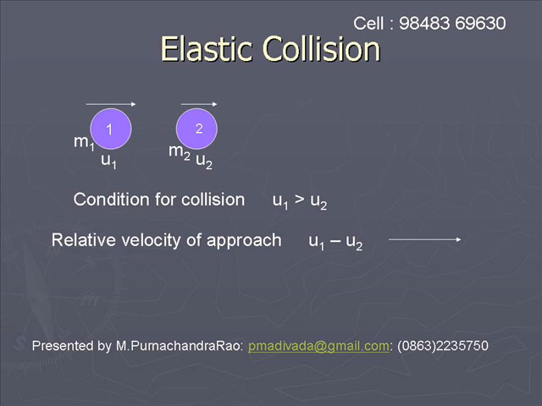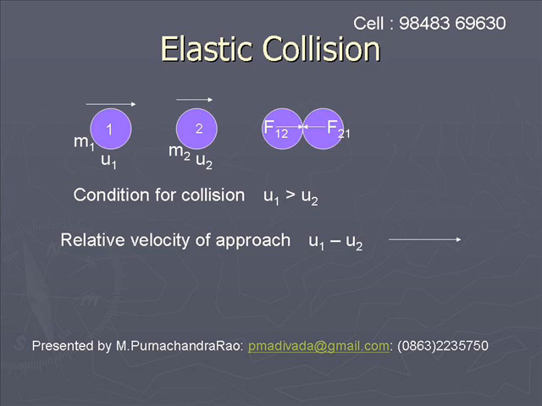Then, in the middle, I have shown the two bodies in contact, that is, during collision. During collision, forces are applied on the two bodies. You notice F12 from left to right, F21 from right to left. F12 is the force applied by m1 on m2. F21 is the force applied by m2 on m1.